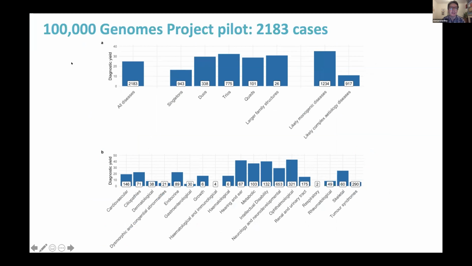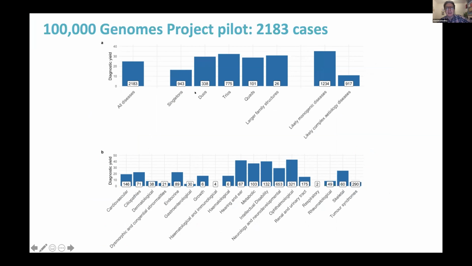And then coming back to our results on the 100,000 Genomes Project. So we put together a pilot study of the first 2,183 cases. So this is 5,000 genomes in total because we've sequenced family members. And this is the big study where we've collected all the data we can possibly put together. And as you can see, up here at the top, the actual diagnostic yield is 25%, which may seem quite low compared to some other projects.